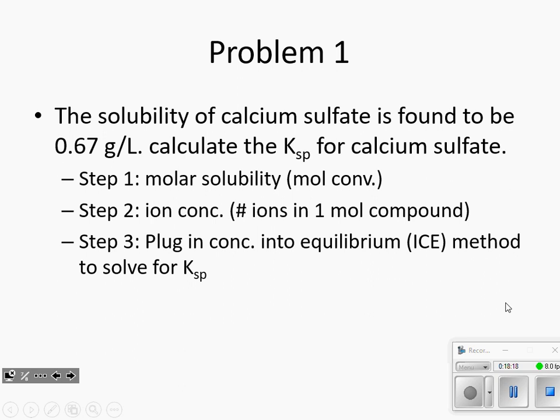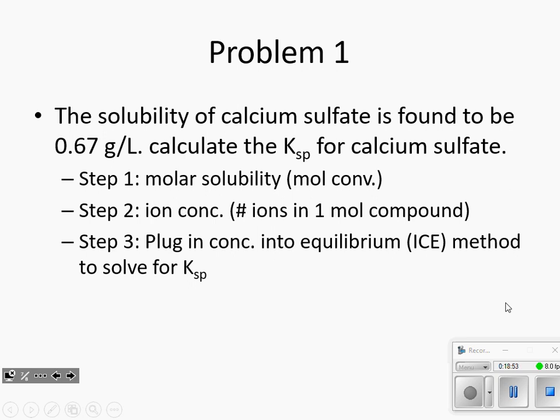Here are my steps to do that. Again, I don't think you have to write down the steps necessarily. I'm going to switch over here and show you how to do this calculation in a second. But step number one, just like the blue boxes I showed in the bottom, we're going to go from grams per liter to moles per liter. We're going to do a mole conversion. Step two, we need to figure out the concentration of each ion. And finally, step three, kind of using that ICE method of equilibrium, and then what does K equal, we will solve for the solubility product of this particular compound.